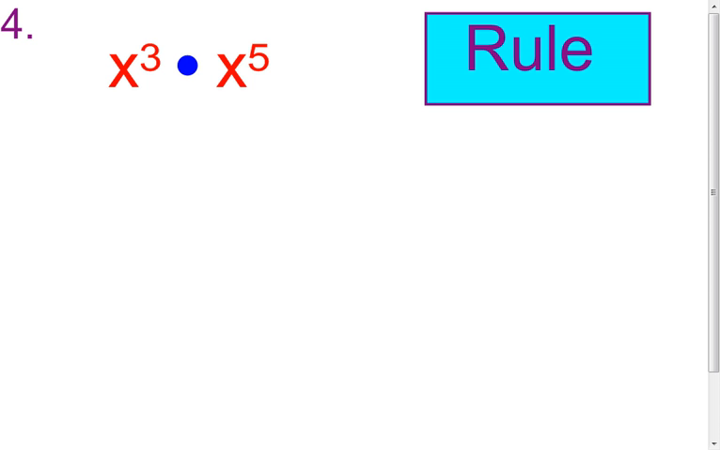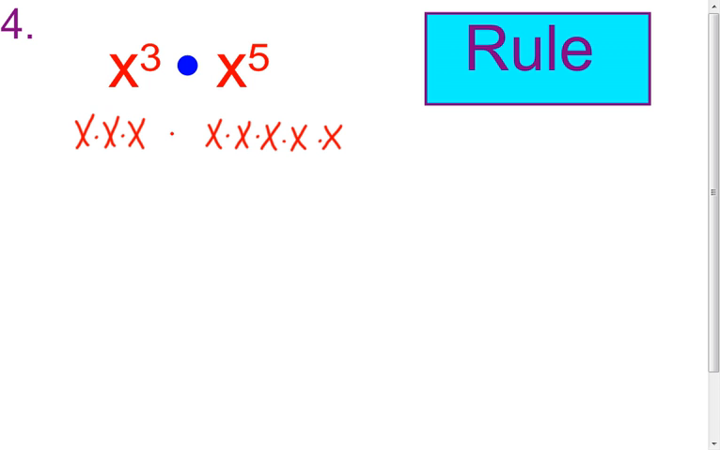Okay, now we are going to move on to multiplying two monomials together. So here I'm multiplying x to the 3rd and x to the 5th. Now, I'm going to do this the long way first so that you can kind of see how this rule works. But x to the 3rd we really know is x times x times x. And x to the 5th we really know is x times x times x times x times x.